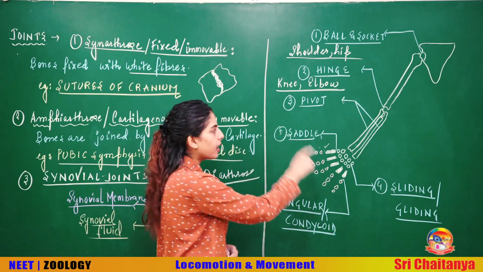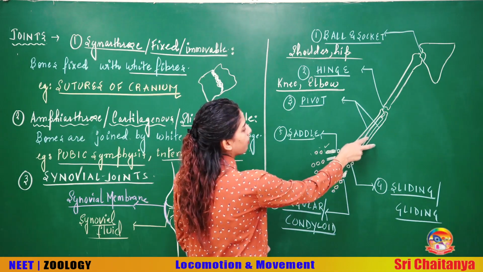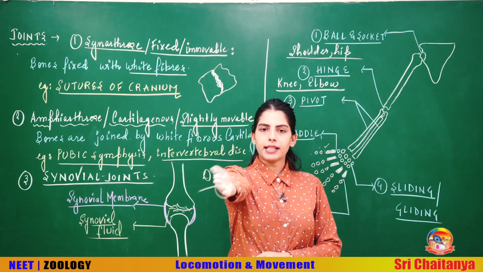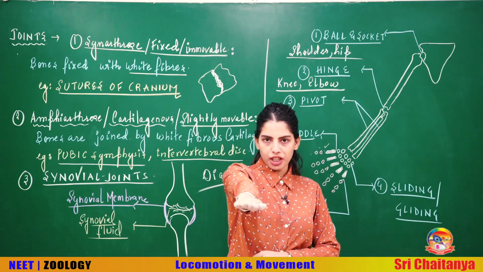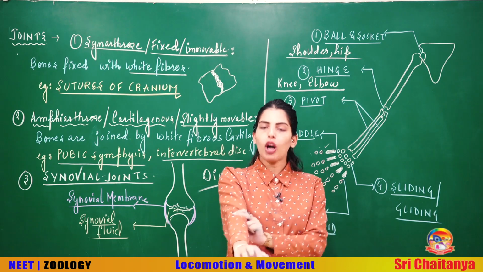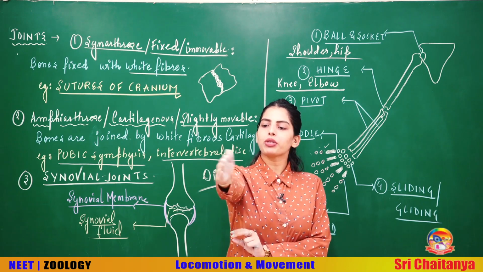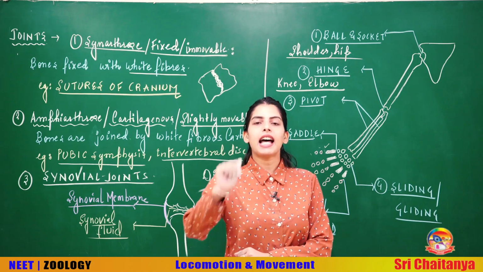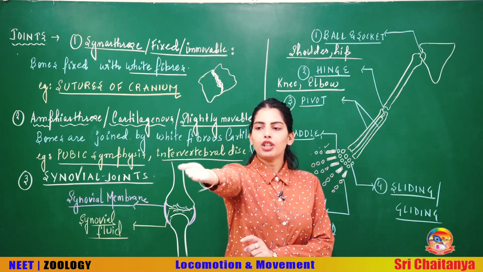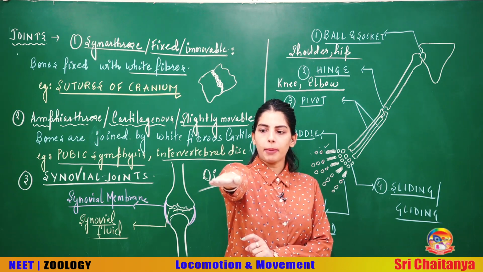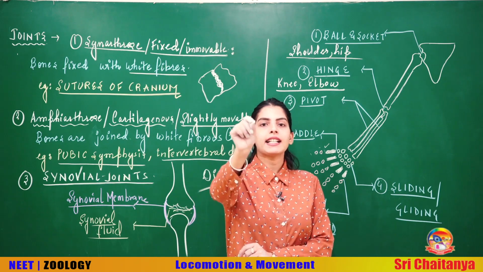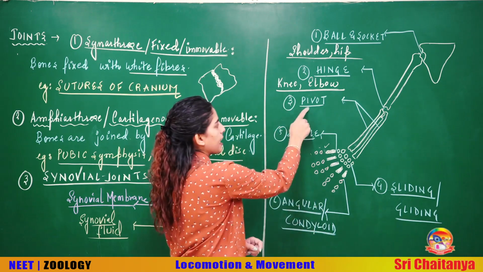What I have made here is the joint between radius and ulna. Now you can move your hand forward and do pronation, supination, pronation, supination. If you hold this elbow joint and try to do this movement, you will see that your radius is rotating over the ulna, but it cannot rotate completely like this. So movement in one plane, slight rotatory kind, is called a pivot joint.